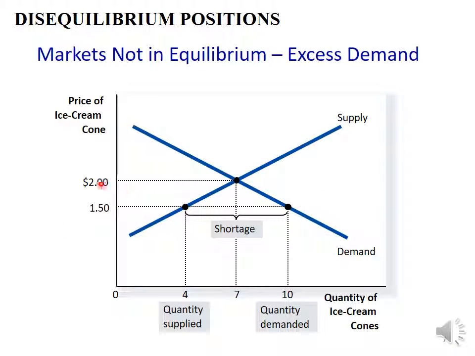Now, if the seller sells at a price that's too low, in this case at $1.50, consumers are very willing to buy. Quantity demanded is 10, but suppliers are not so willing to sell. Quantity supplied is 4. So now there's a shortage of 6 units. When there's a shortage, the suppliers will try to adjust by increasing the quantity supplied as well as the price. So they move from this point towards equilibrium here.